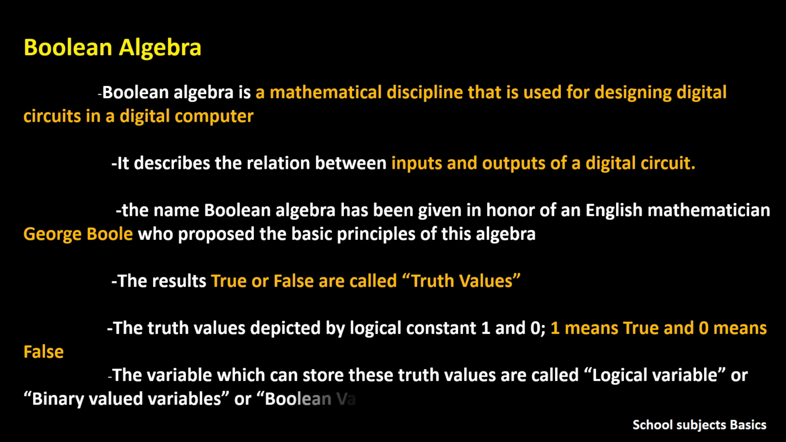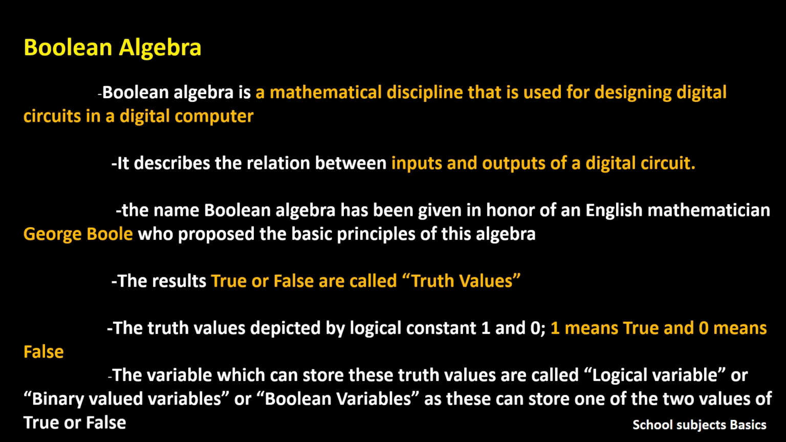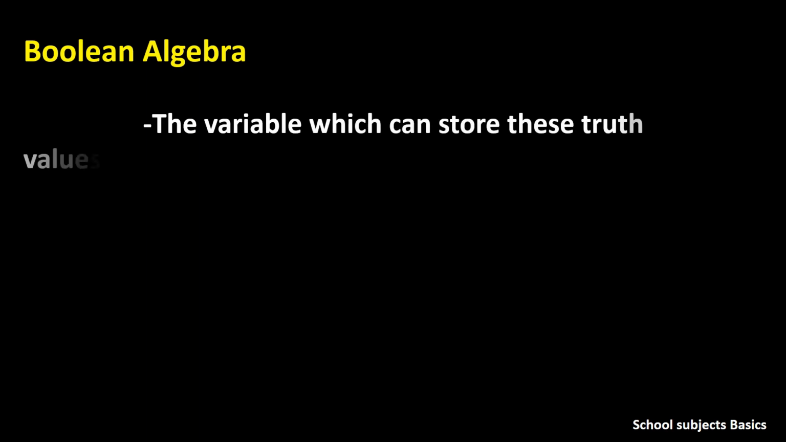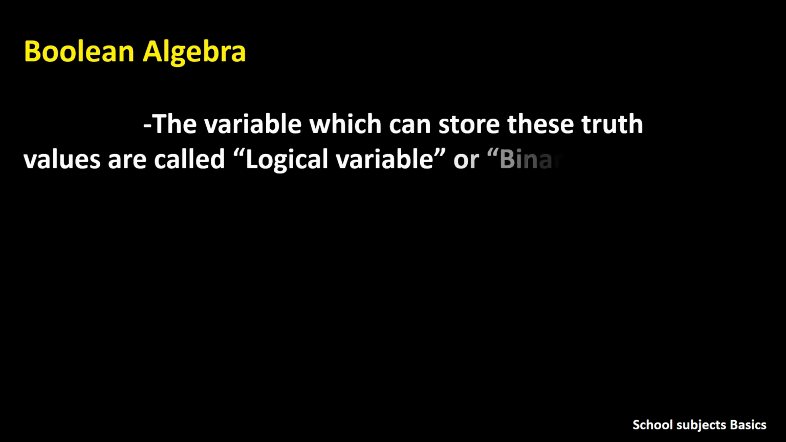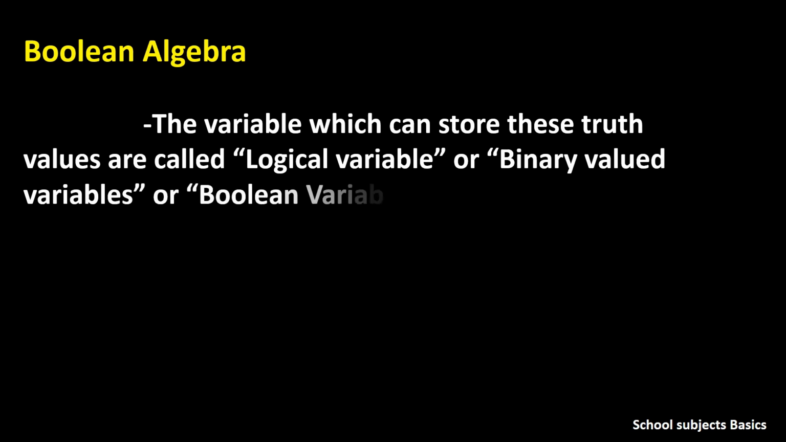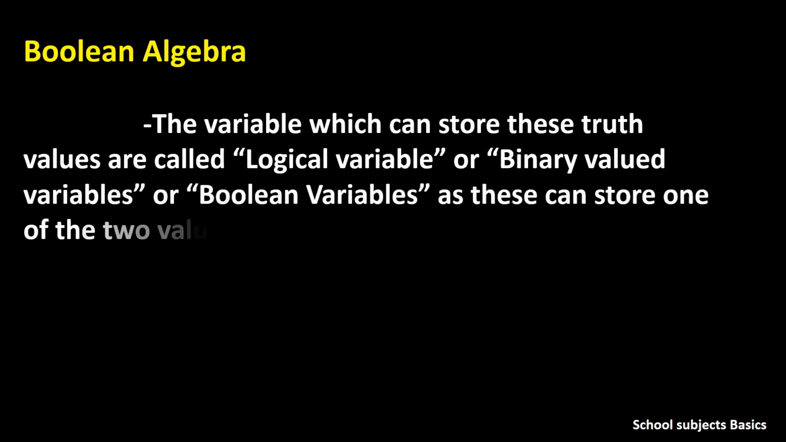So the results of these digital circuits will be either true or false. And 1 means true, 0 means false. These are known as truth values. And thus the variables which store these truth values are known as logical variables or Boolean variables or binary valued variables, and they can store only one of two values, that is either true or false. So now we may understand why we are using Boolean algebra in computer science.